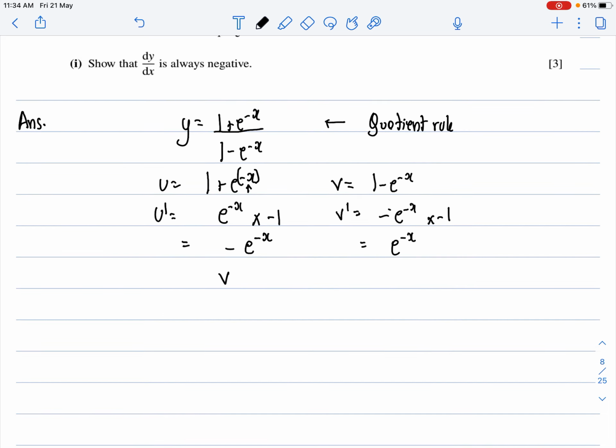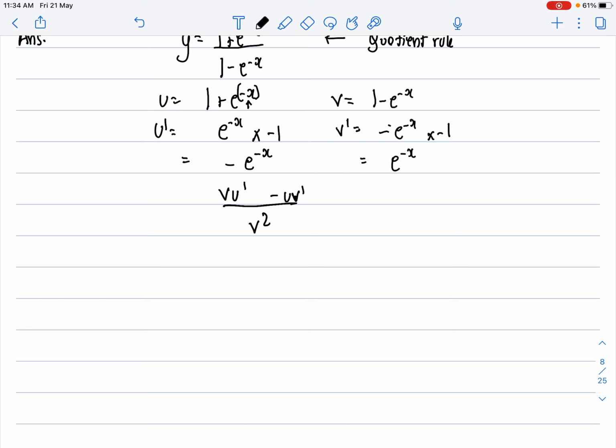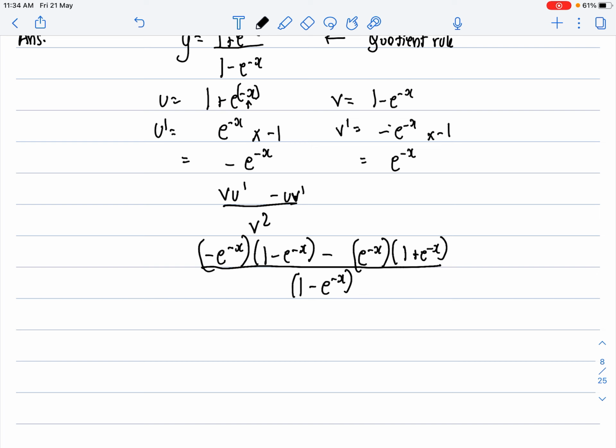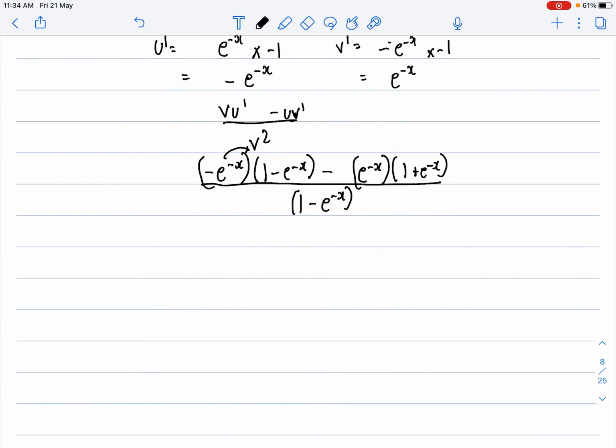Now I can use my formula, which is vu dash minus uv dash over v square, which I can simply write as minus e raised to minus x into 1 minus e raised to minus x, minus uv dash, which is simply e raised to minus x into 1 plus e raised to minus x, over v square, which is 1 minus e raised to minus x, the whole square. So now I can take e raised to minus x inside the bracket.